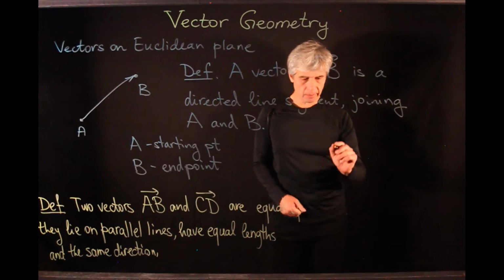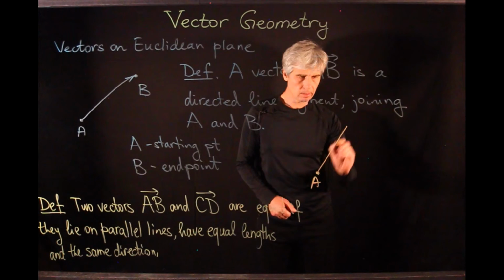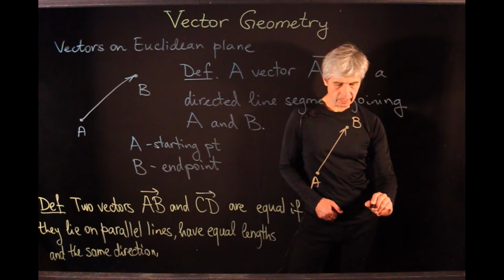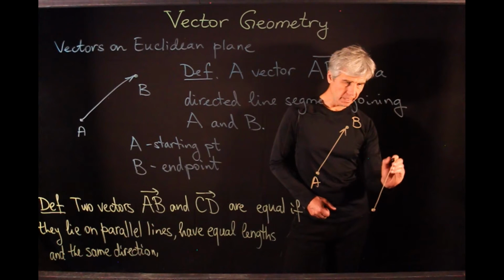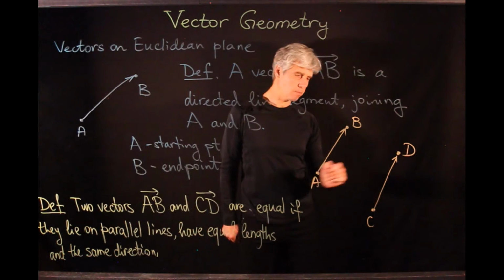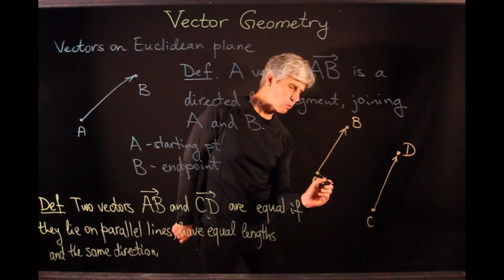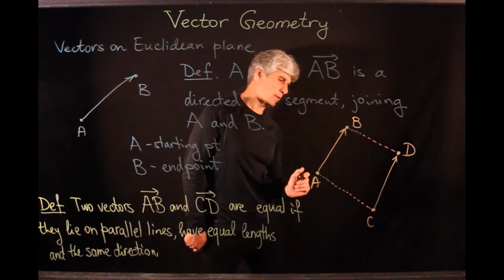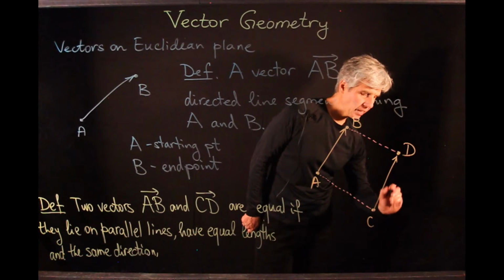So let us illustrate this definition. So here we have a vector AB, and someplace else we have a vector which is on a parallel line, CD, have the same length and the same direction. In this case, if we join points A and C, and B and D respectively, then 2 parallel vectors will form a parallelogram.